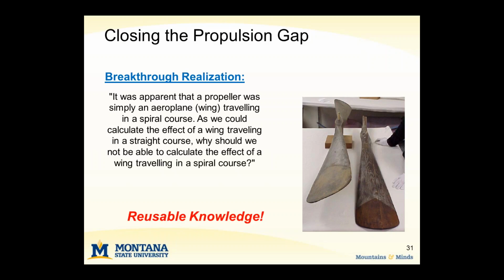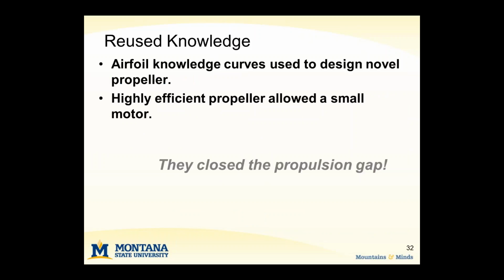And you can see that the cross-section of the propeller changes as you move from the rotating hub out to the tip of the wing. And that's because you have different air velocities at different points along the way, and therefore the most efficient airfoil is going to be different. The nice thing about that is that this highly efficient propeller allowed for a much smaller motor, which of course weighs much less and would be much easier then to design a wing to support that lighter load. So they had closed the propulsion gap with that wind tunnel data.